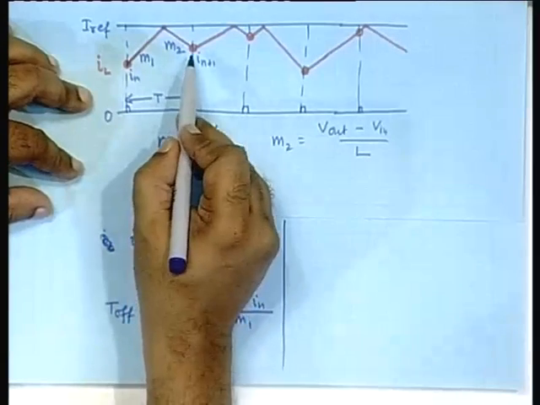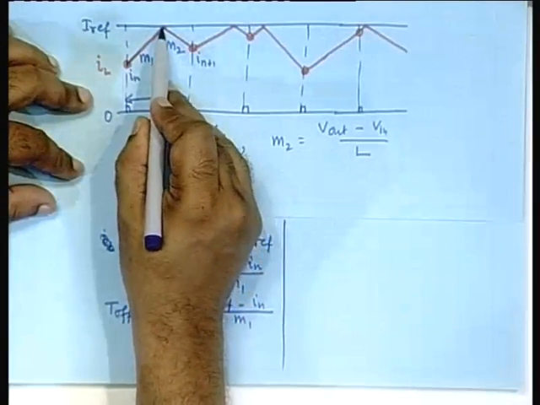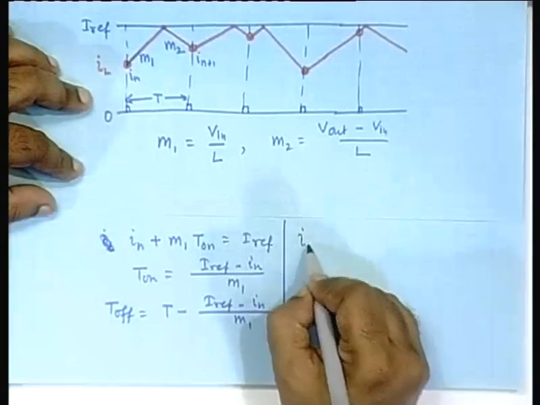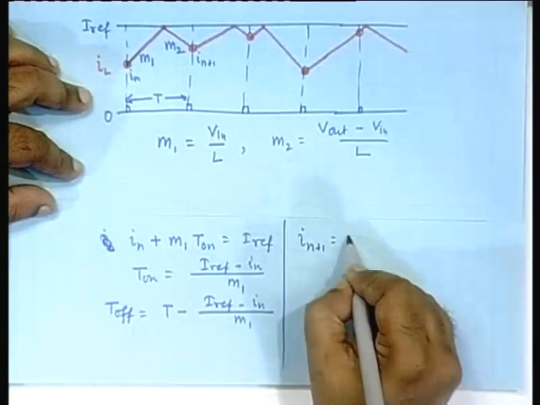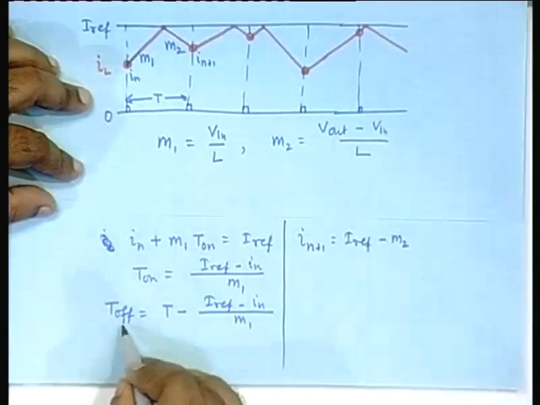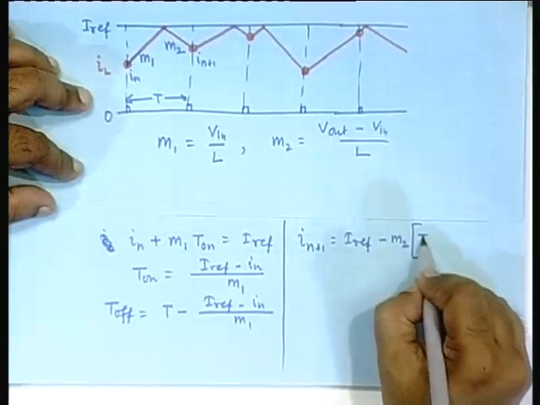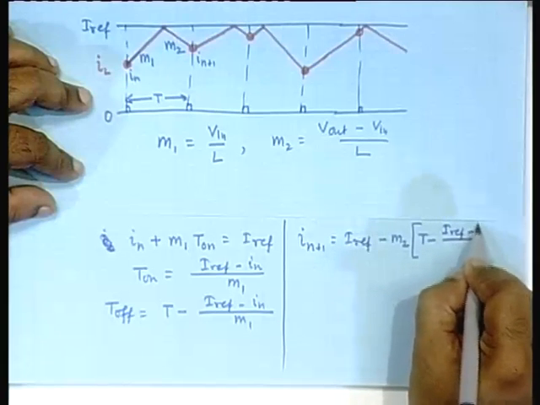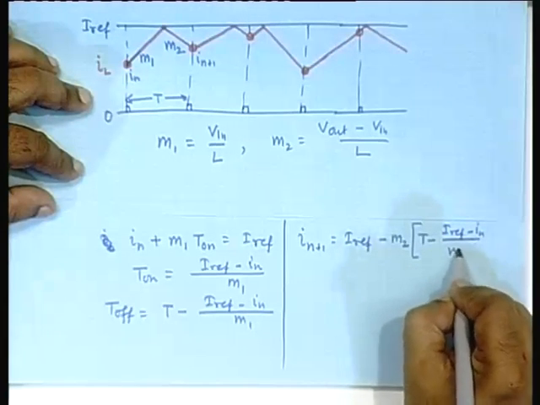Then what is the final value? I ref minus M2 times T off. So, I n plus 1 is equal to I ref minus M2 T off, which is T minus I ref minus I n by M1.